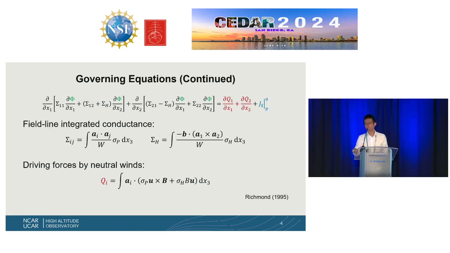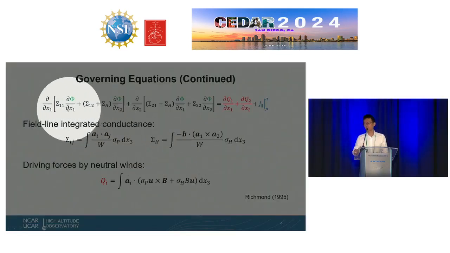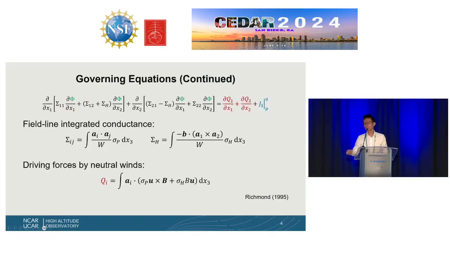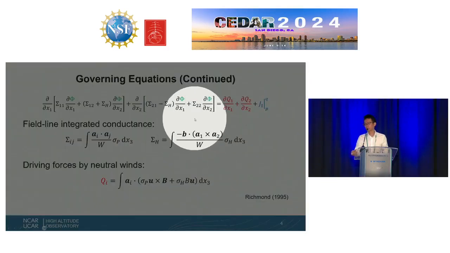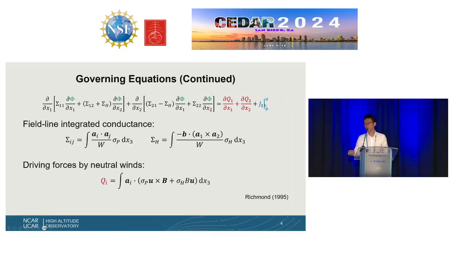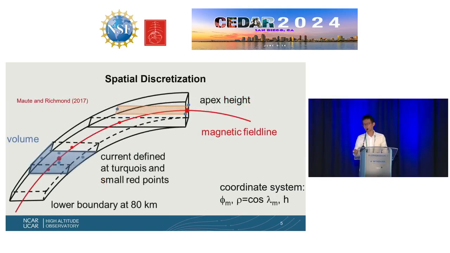The first equation is what we get by integrating the current continuity equation along the field line. And this is the two-dimensional problem. Look at the right-hand side. We have this Q term and this J parallel term. The Q term represents the driving forces from neutral wind impact, and the J parallel term represents the impact from the magnetospheric current. So this is our model, and this is the equation we are going to solve.